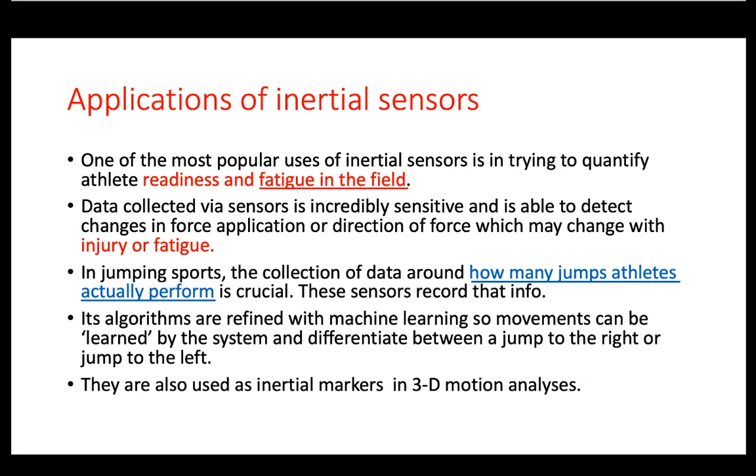Okay. Third point, in jumping sports, it is very crucial to know how many times an athlete has jumped. Manually it is very difficult and time consuming for the coach and for the analyst to record that data. By these inertial sensors you can just put them on the athlete and they automatically record each and every jump. They have algorithms, they are so smart, they can even sense which foot of yours has jumped. They can even be sensitive to your left side and right side also.